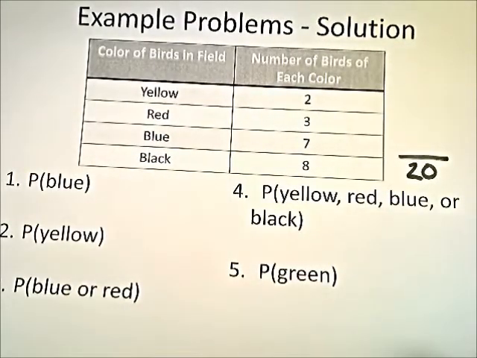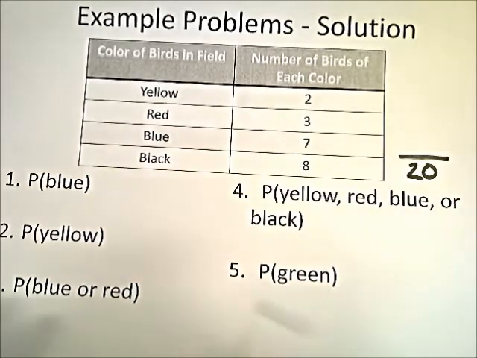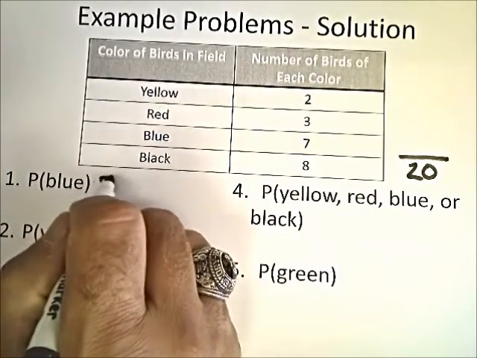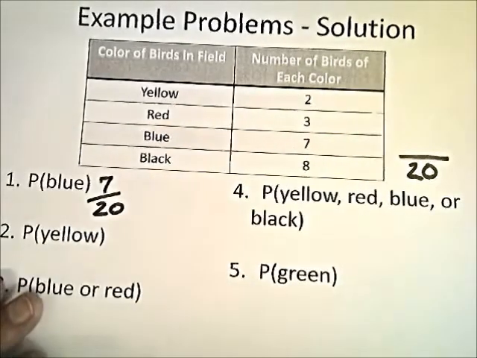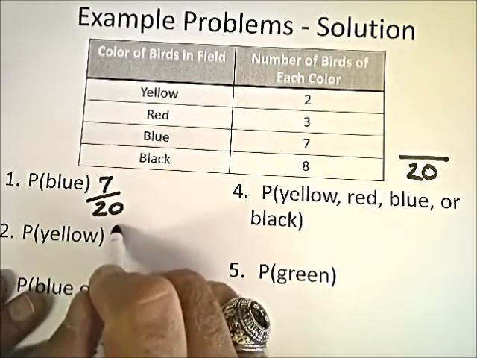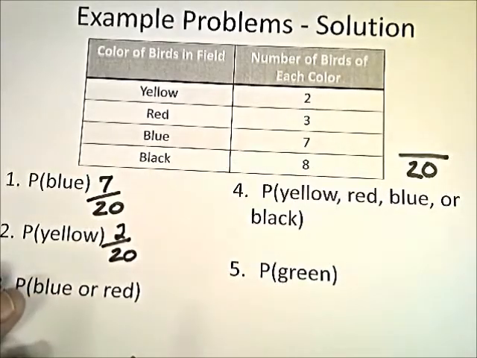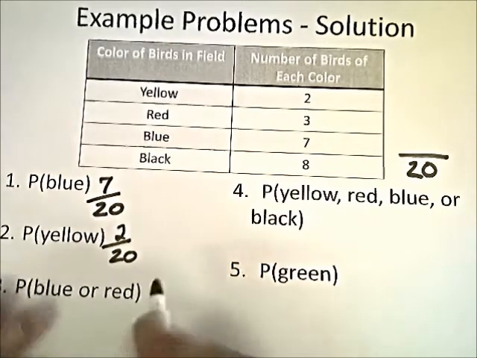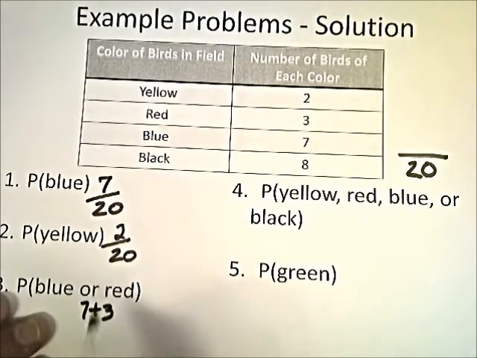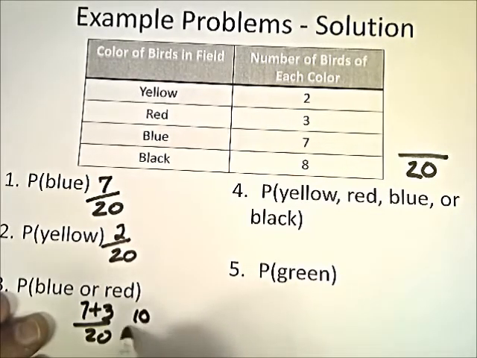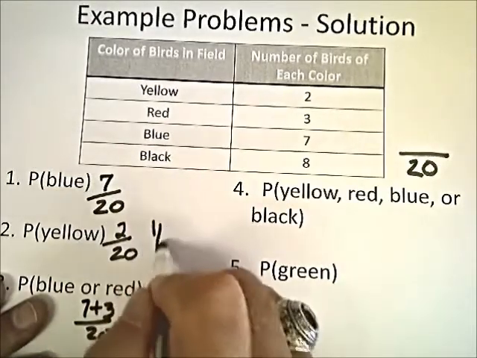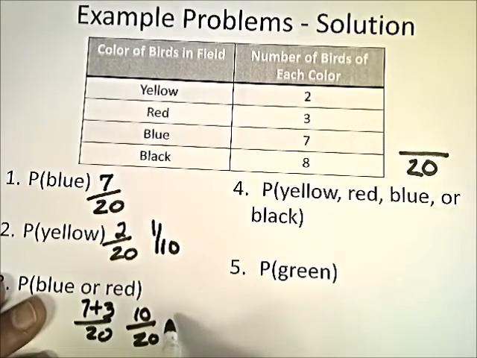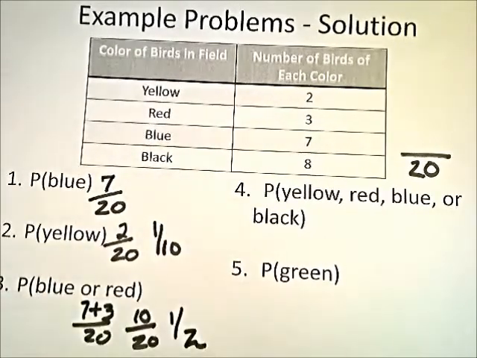Okay, so there are 7 bluebirds and 20 total birds. So P(blue) would be 7 out of 20 total birds. There are 2 yellow birds, so we would have 2 over 20. There are 7 blue birds and 3 red birds, so P(blue or red) would be 7 plus 3 over 20, which would be 10 over 20. 2 over 20 reduces to 1 tenth, and 10 over 20 would be 1 half. 7 over 20 does not reduce.